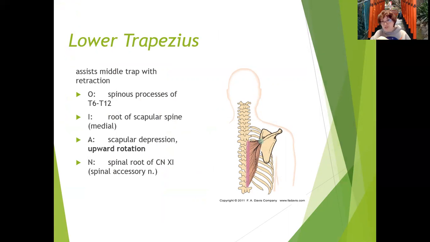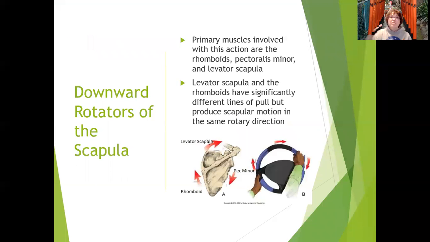It has other actions, of course, but its origin is the spinous processes of T6 through T12, so pretty low on the thoracic spine. Its insertion is the root of the scapular spine, which is on the medial side of the scapula. It's part of the force couple for upward rotation and is innervated by the spinal root of cranial nerve 11, again, the spinal accessory nerve. So what goes up must come down, right? So when you upwardly rotate the scapula, then you need to downwardly rotate it, get it back into place.